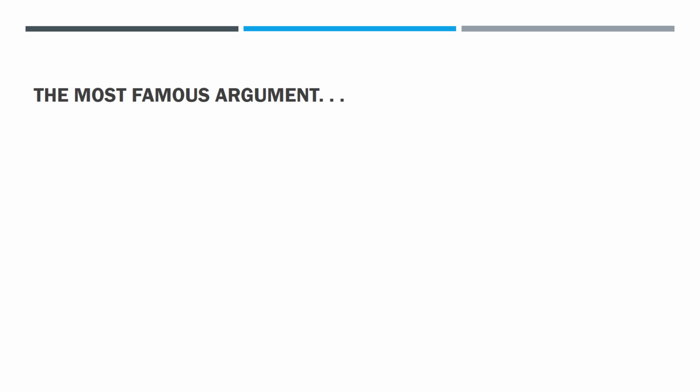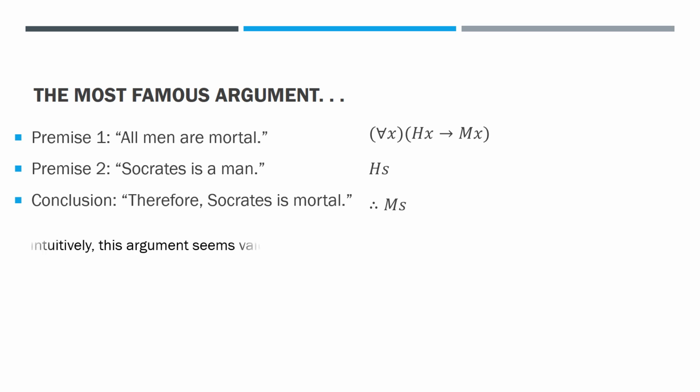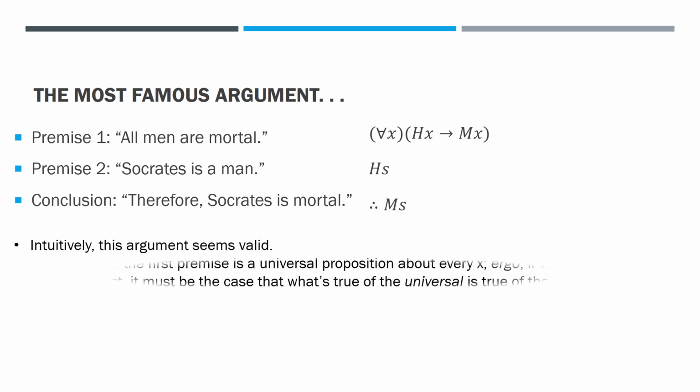Predicate logic allows us to deal with what is perhaps the most famous argument in all of logic, namely premise 1, all men are mortal, premise 2, Socrates is a man, conclusion, therefore Socrates is mortal. Intuitively, this argument seems valid, and indeed, it is valid.